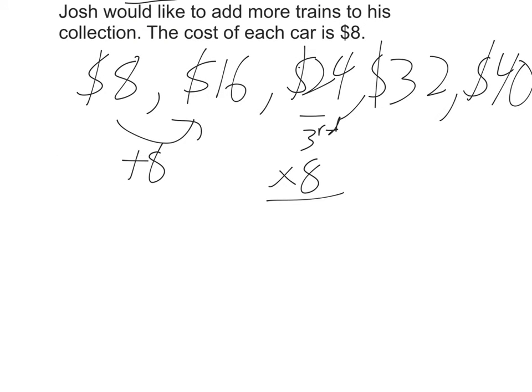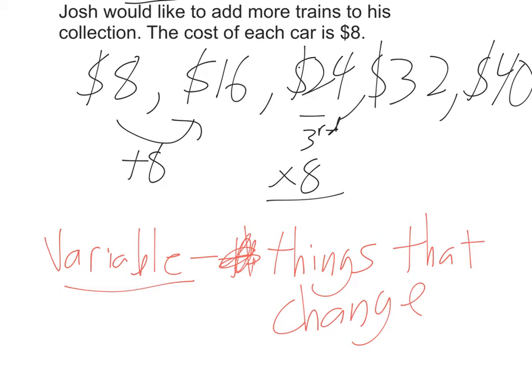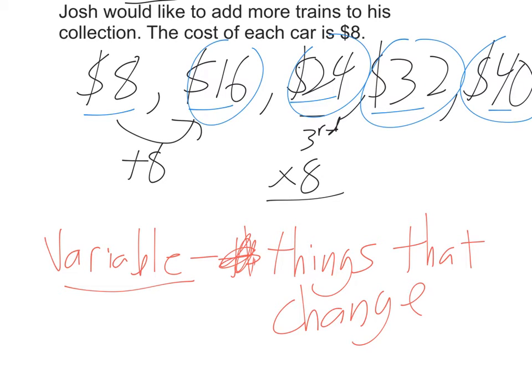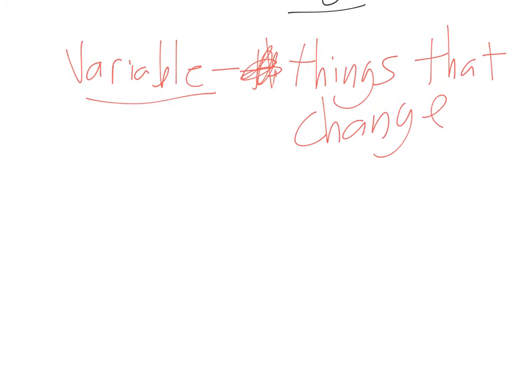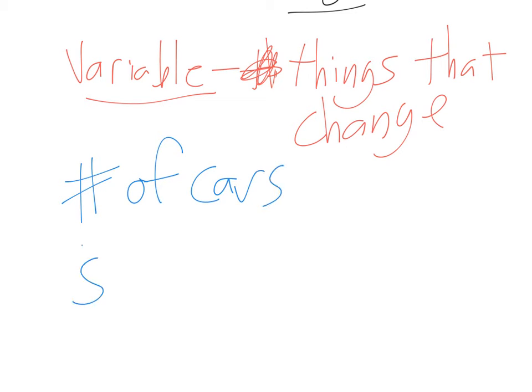In a situation like this, you want to think about the word variables. Variable means things that change. So a variable is something that's going to change in a problem, and you ask, what is changing? Well, there are 2 things that are changing: the number of cars that you buy, and the total cost of the cars. Those would be your variables.